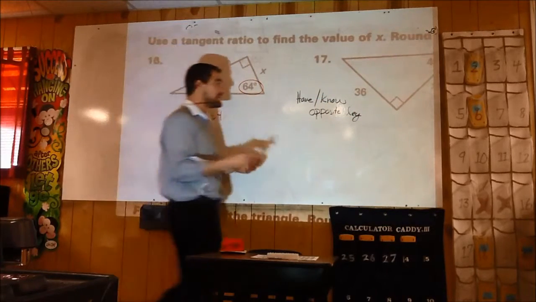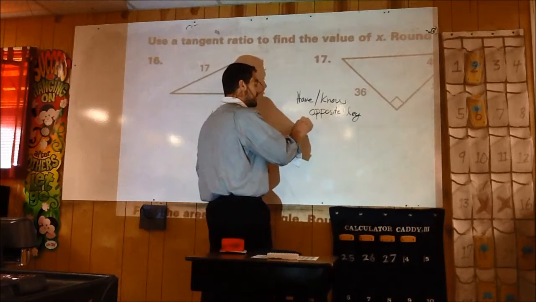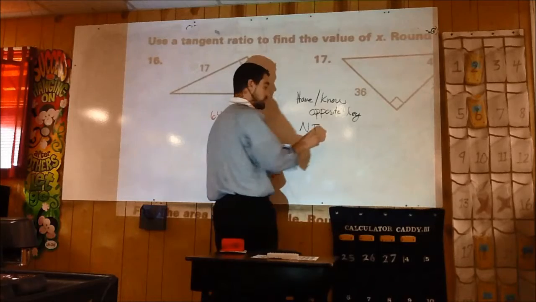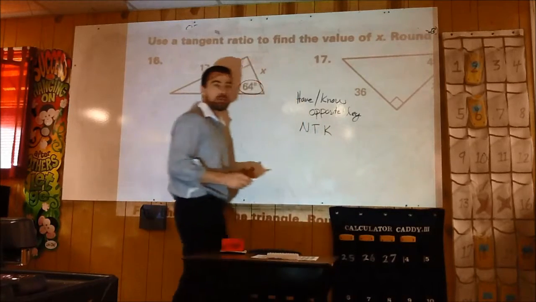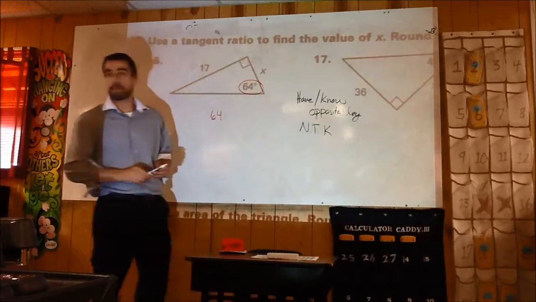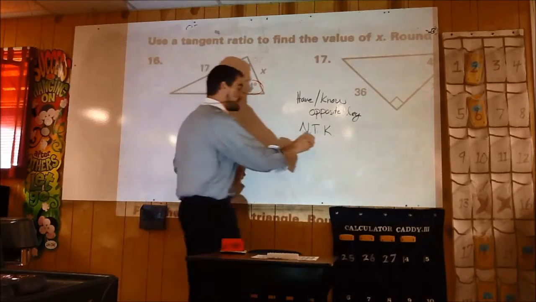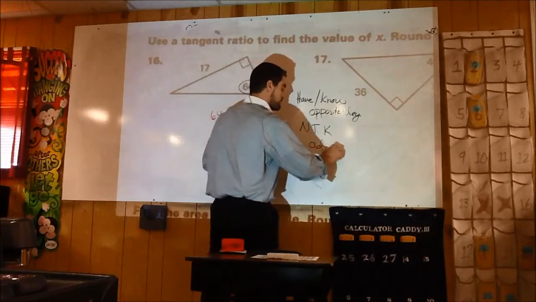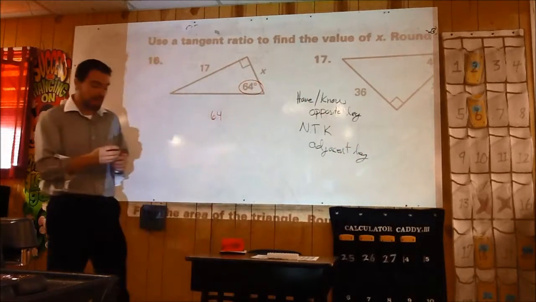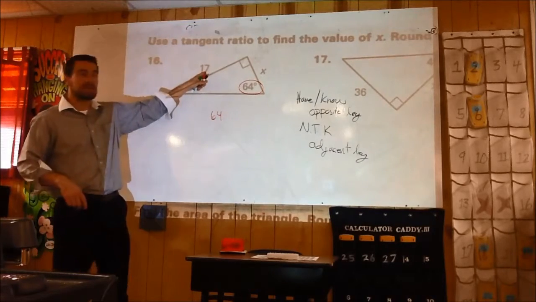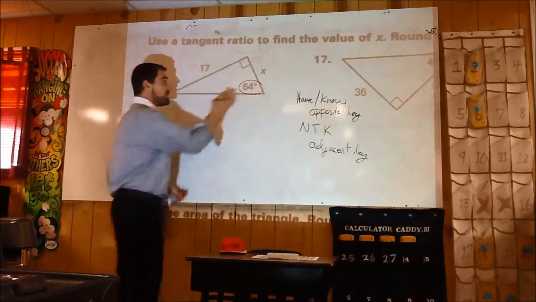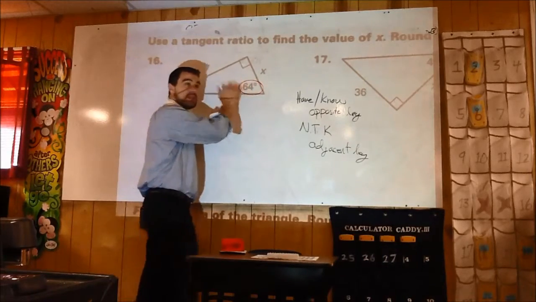What do we need to know, or what are we looking for? I'm going to write N, need, T for to, K for no. What do we need to know? The adjacent leg. We have the opposite leg, 17 units. We're searching for the adjacent leg. And this is all with respect to the angle that's printed on the piece of paper.